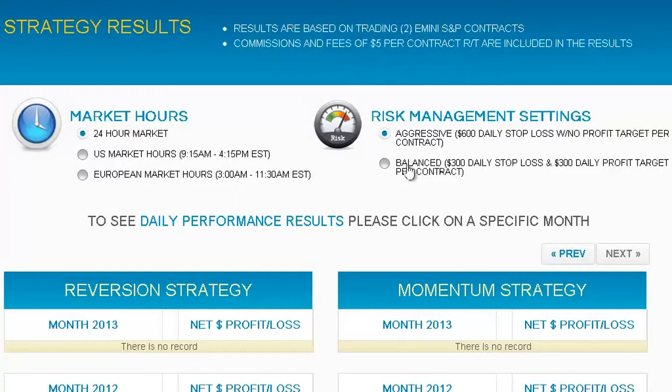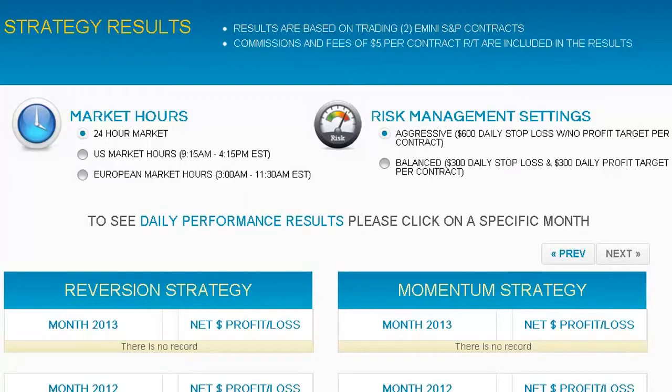This is the most important part of the strategy, and that is the risk management settings that we're going to be talking about. Here it says we have two different settings, an aggressive and balanced. The aggressive setting basically says we have a $600 daily stop loss with no profit target per contract. Again, the operative word here is daily. That means the stop is $600 total per day, per contract, on a cumulative basis.